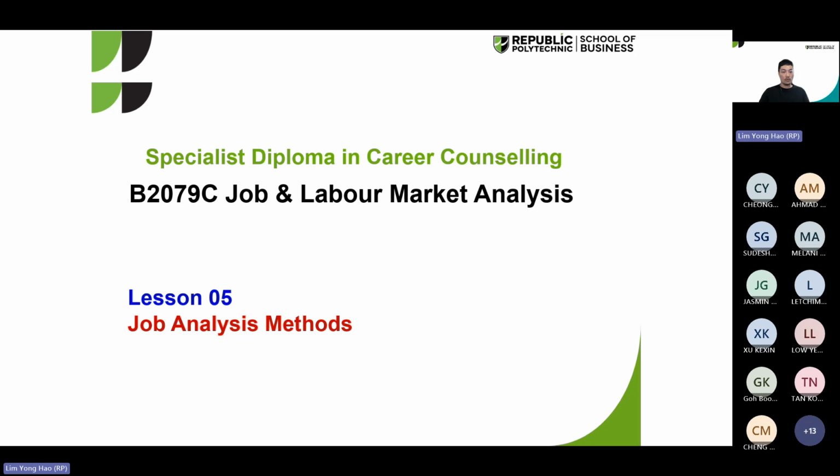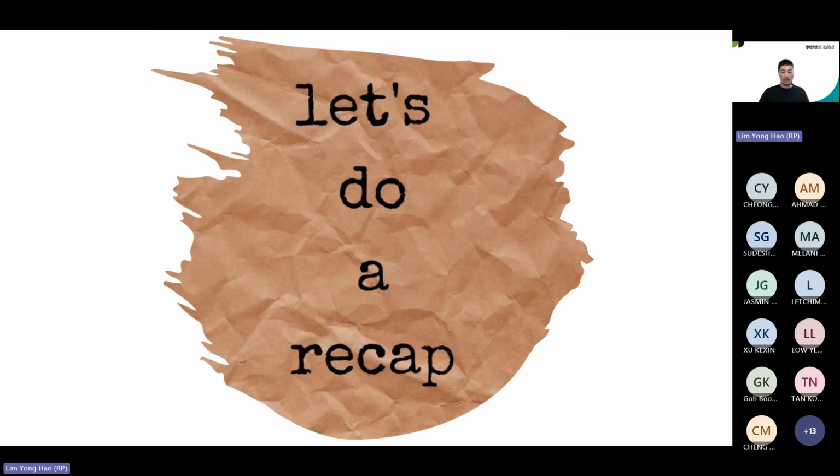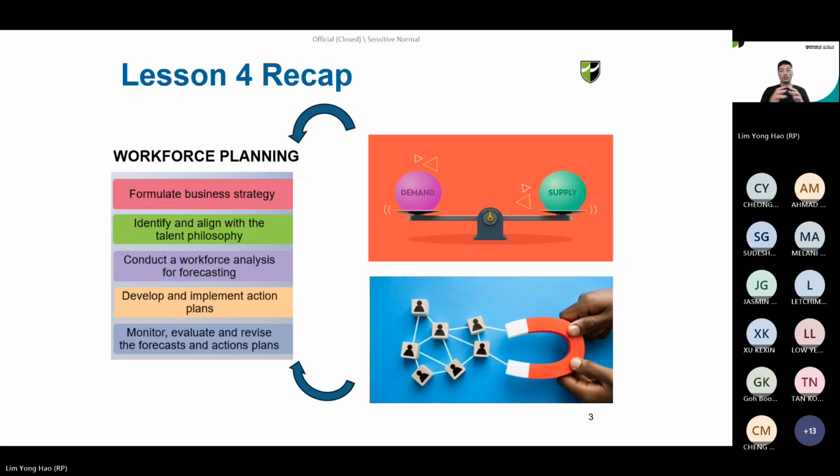So before we go into the main lesson, I'll just do a quick recap of lesson 4. Lesson 4 was sort of a mix of three different topics, but they are generally related to understanding labor supply and demand. So what comes in? As an organization, the process of people coming and leaving the organization is one aspect of the flow of labor through an organization.